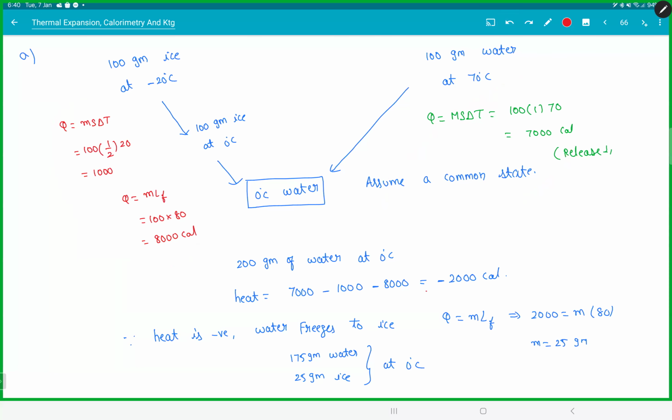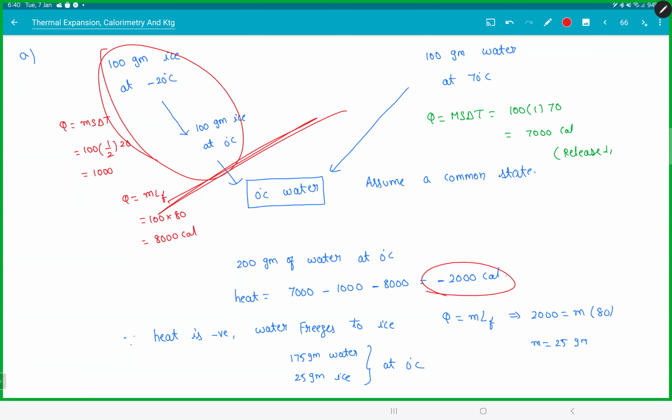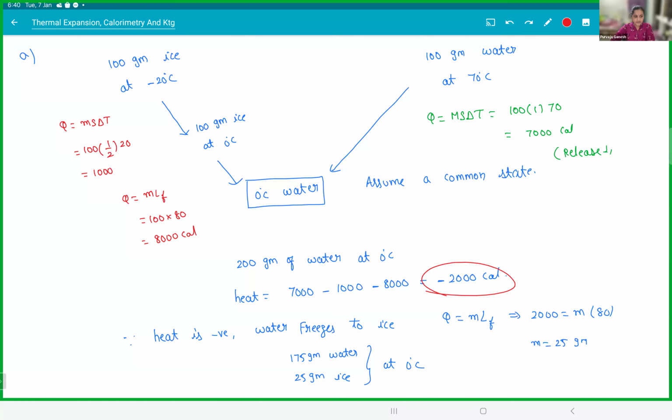But I got minus 2000, a deficit, which means what? I absorbed more, I released less. That means this state is not completed, na? You got stuck somewhere here only. You didn't even reach 0 degree water. Some part is still left in the form of ice. But the final temperature will be 0 degrees. Yeah, because you have a mixture of 0 degree water and 0 degree ice, na?